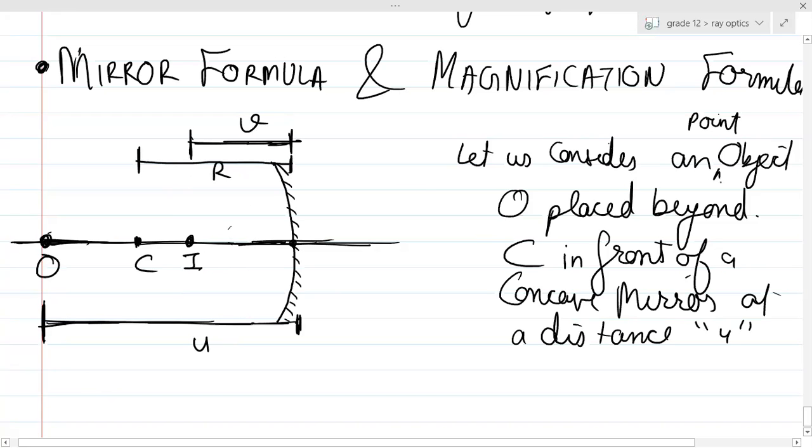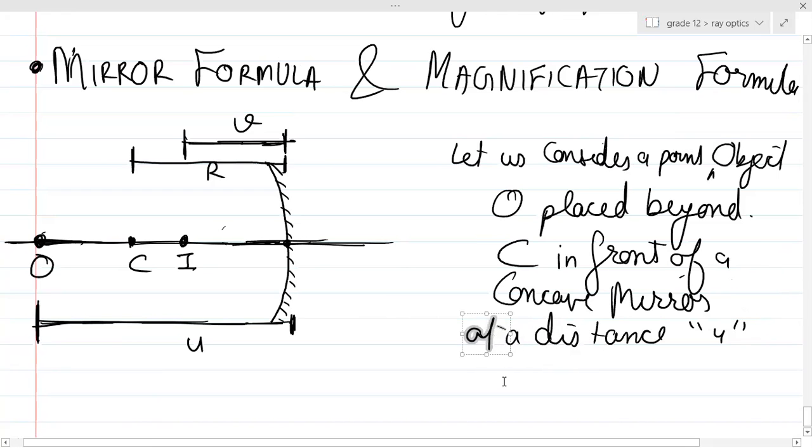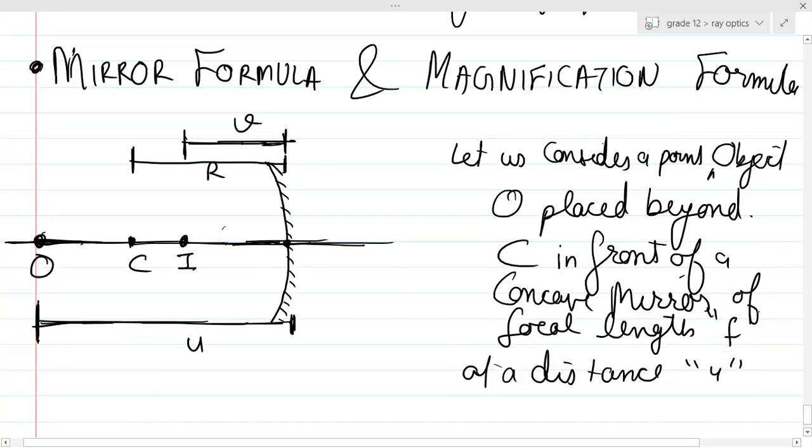Let us consider a point object O placed beyond C in front of a concave mirror at a distance U. Maybe you can add one more thing: concave mirror of focal length F. So the focal length of this mirror is given as F, and the radius of curvature is given as R. Clear, guys?